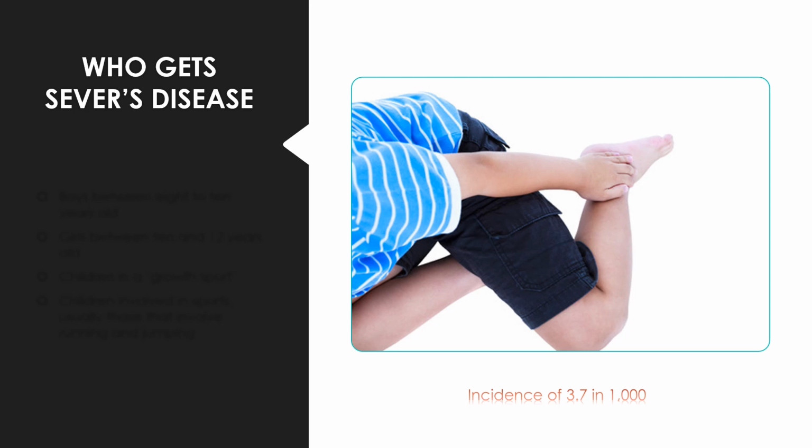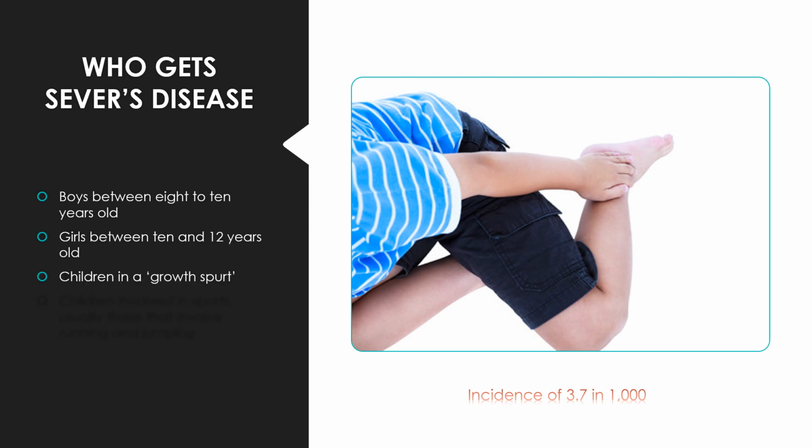Incidence-wise, it's seen allegedly in about 3.7 in 1,000 children, but probably the incidence is much higher. As I've said, boys between 8 and 10. In girls, typically a little bit older, normally 10 to 12 years of age, and often characterized, if you speak to the mum or dad, in children where there's been a growth spurt. This is probably because the muscle tendon unit has become tighter as the child has grown more quickly than the soft tissues have been able to accommodate.